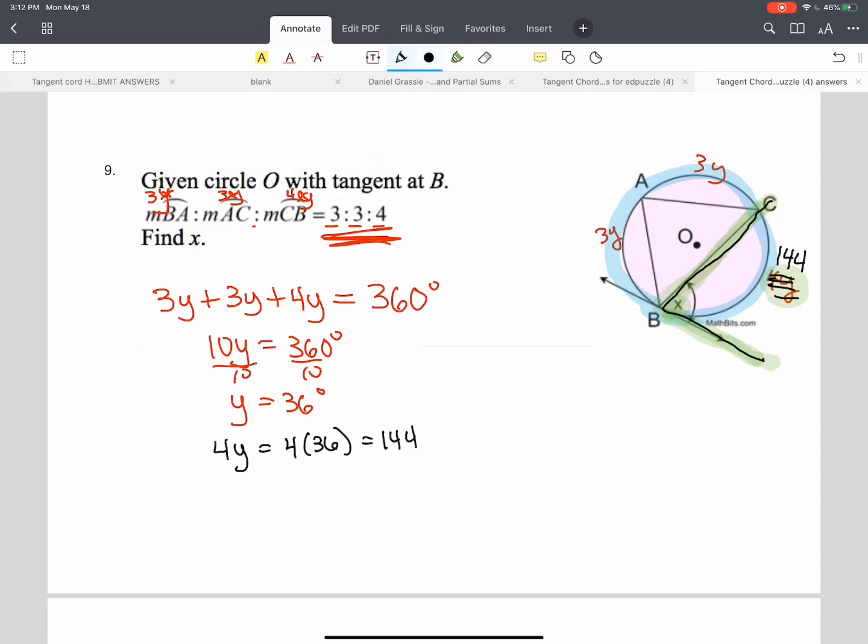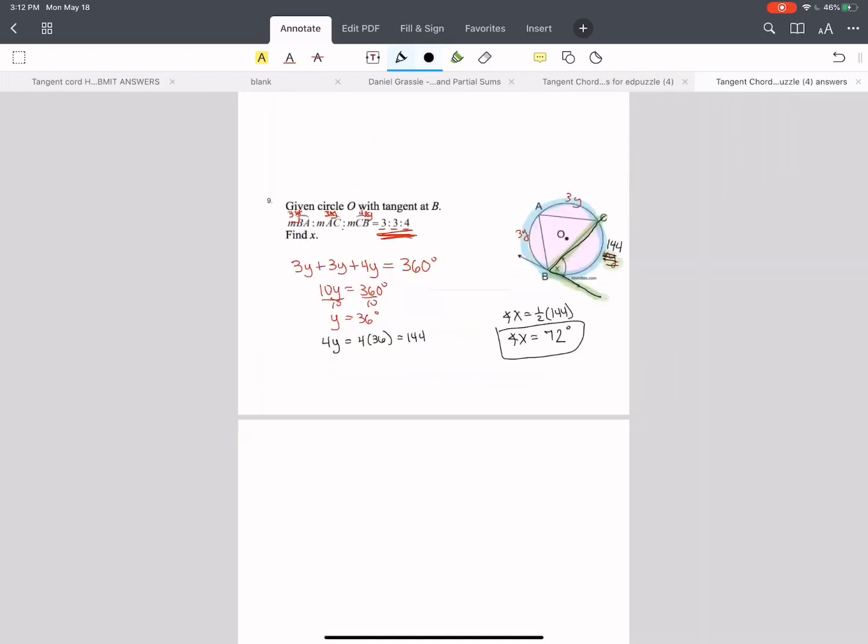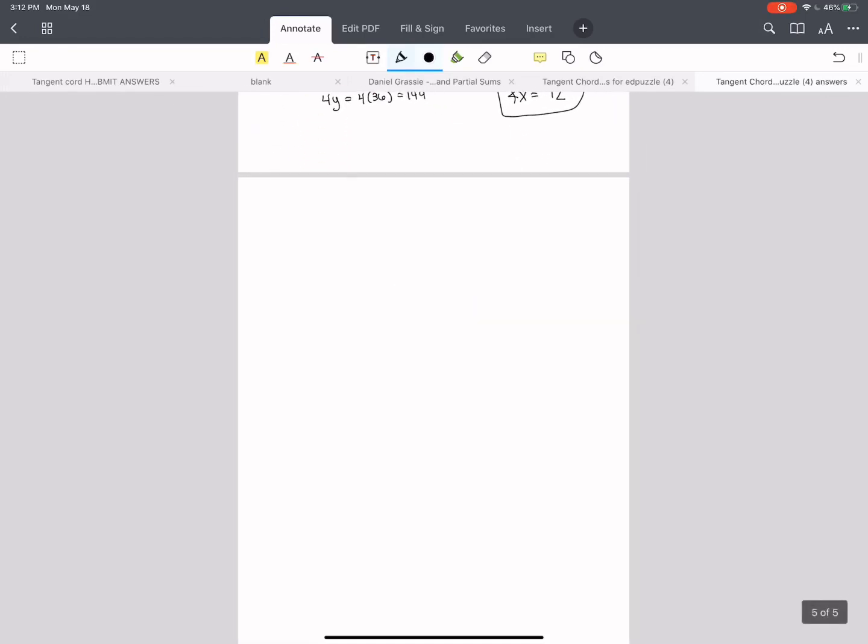So half, that angle X is 1/2 of that 144. So angle X is 72 degrees. If you got that, you pat yourself on the back. You did a nice job, and you have an extra page so that you can make a happy smiley face and be like, I'm done.